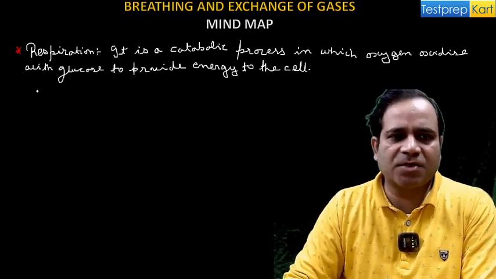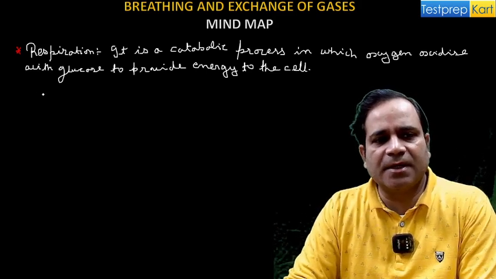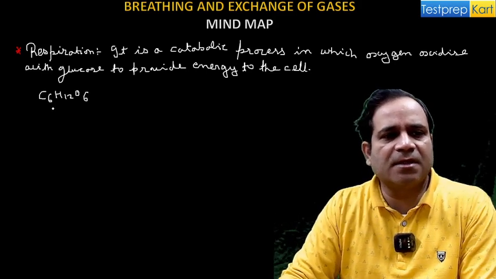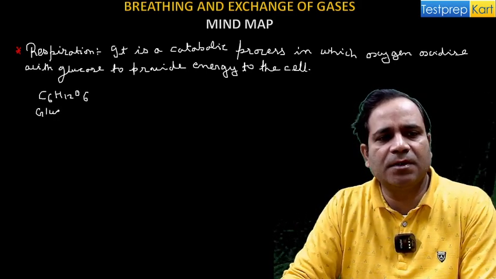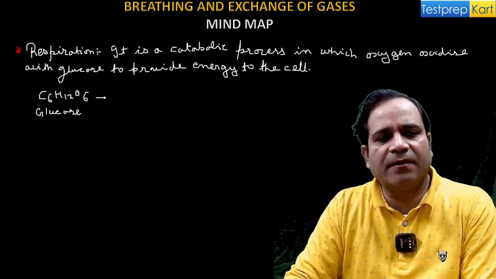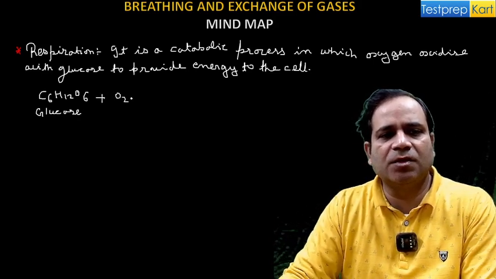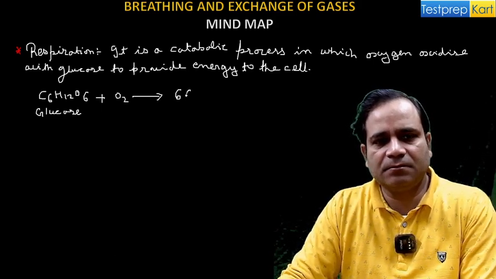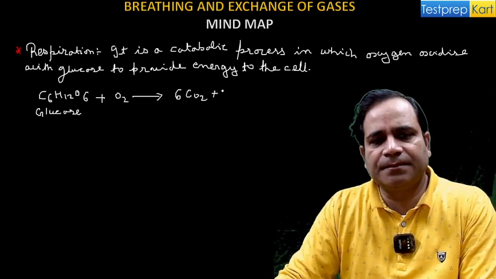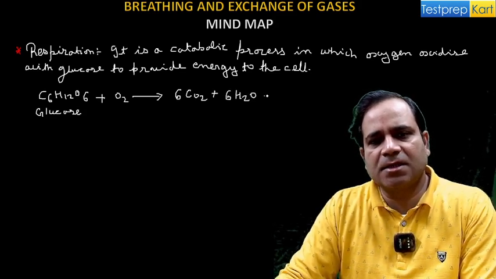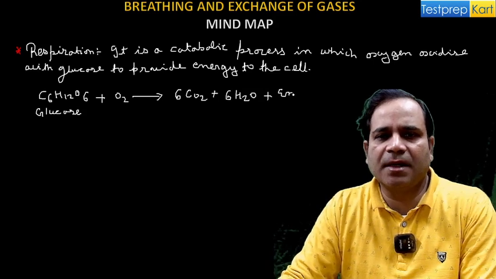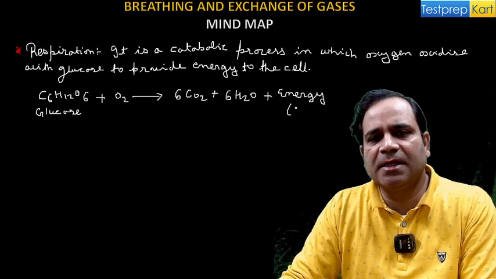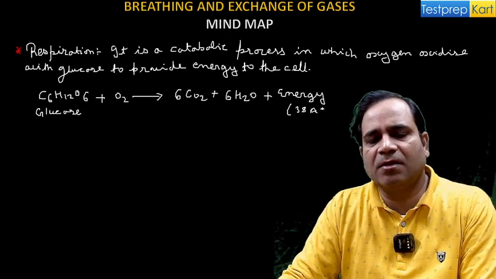Let's see, here I'm just writing one reaction. Suppose C6H12O6. This is the formula of glucose, you all know. Whenever this glucose oxidizes with O2, it gives 6 CO2 plus 6 H2O, as well as energy. How much energy? Because in the presence of oxygen, 38 ATP of energy is bestowed.